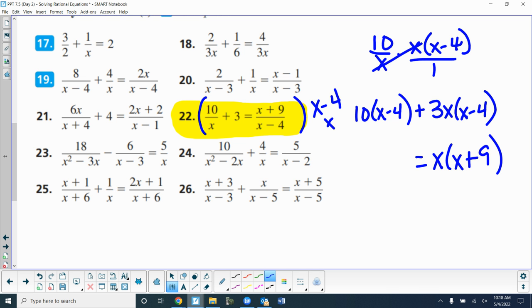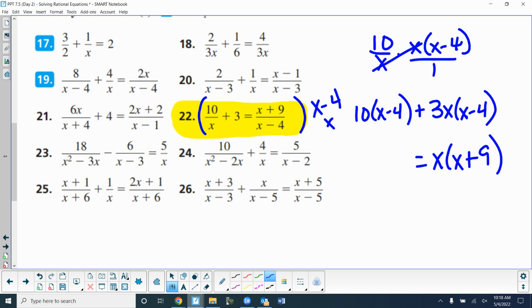There's no more fractions. Right, Lander? Okay? So, the x's cancel, so it's 10 times that. Nothing cancels, so it's 3 times both of them. 3 times x minus 4 equals, here the x minus 4's cancel, so it's x plus 9 times x. No more fractions. So now we just distribute and then solve it.